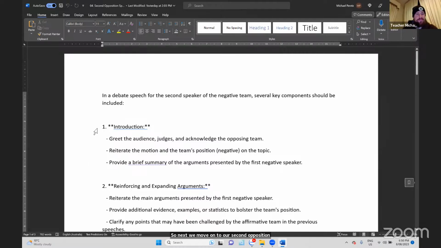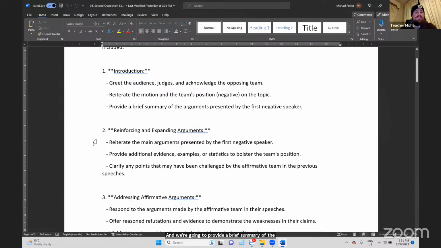So once more, we have the introduction. We're going to greet the audience, judges, and acknowledge the opponents. We're going to remind everybody of the motion and our team's position. And we're going to provide a brief summary of the arguments presented by the first member of our team. We also want to reinforce and expand our team's arguments. So remind everybody of the main arguments made, and provide more evidence to make our team's argument stronger.